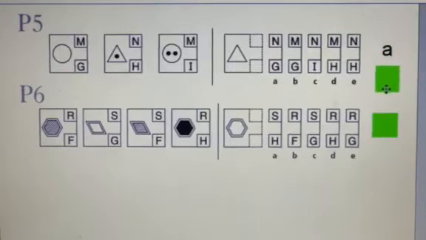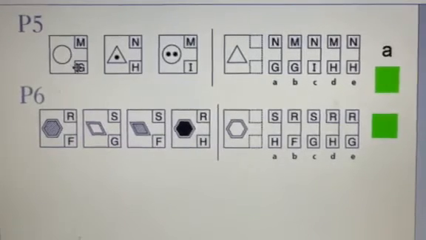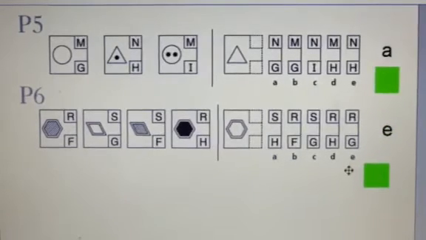For the first one, you should have had A. Remember, the top one, yes, it's a triangle, so we know that's the letter N. And then it's got nothing in it, so we know it's G at the bottom. Well done if you've got that one. So this one, let's have a look. Did you get E? Well done if you did. Remember, we're looking for the shape. We know that shape is an R, and then we need to look at what's going on with the shape. We know it hasn't got anything in it, so it must be a G. Well done if you've got those ones.